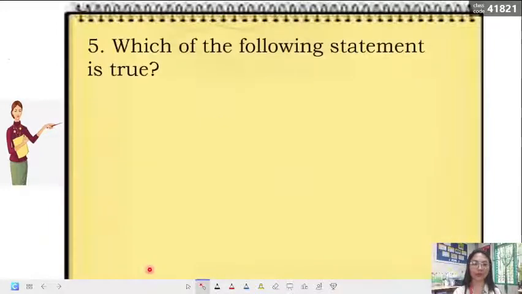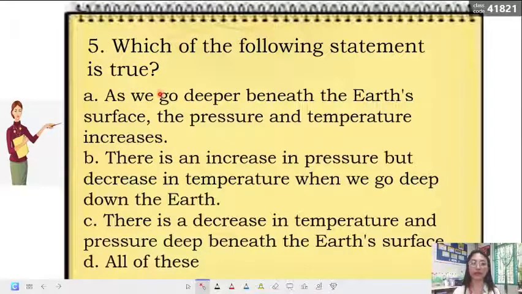Number 5. Which of the following statements is true? Is it A. As we go deeper beneath the Earth's surface, the pressure and the temperature increase? Letter B. There is an increase in pressure but decrease in temperature when we go deep down the Earth. Letter C. There is a decrease in temperature and pressure deep beneath the Earth's surface. Or letter D. All of this.